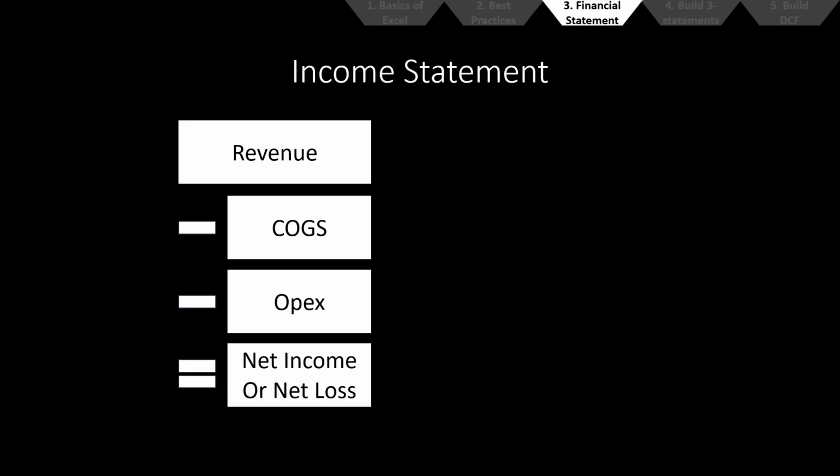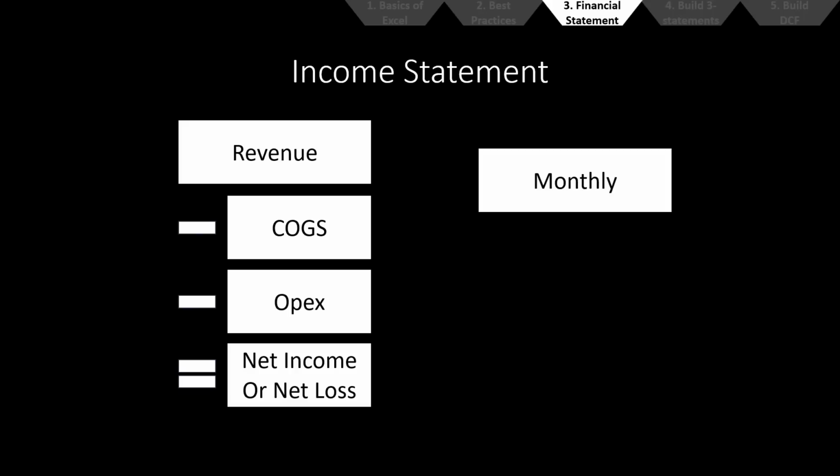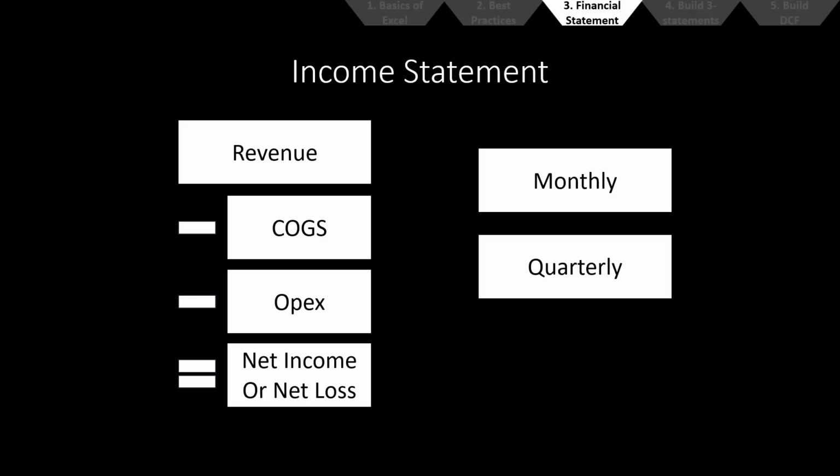Most businesses have an accounting software and a financial planning and analysis team that can look at the income statement on a monthly basis, and for public companies, they have to report them on a quarterly and annual basis.